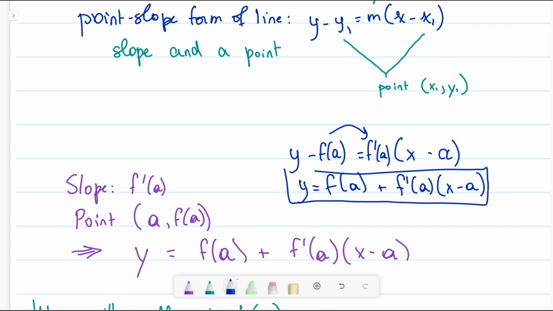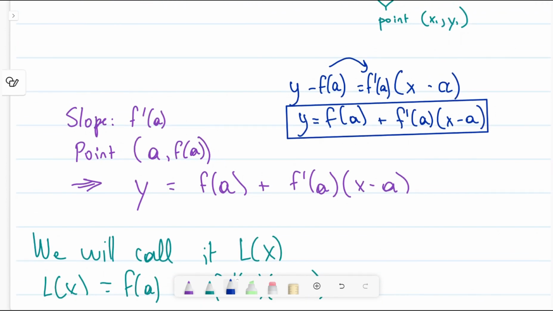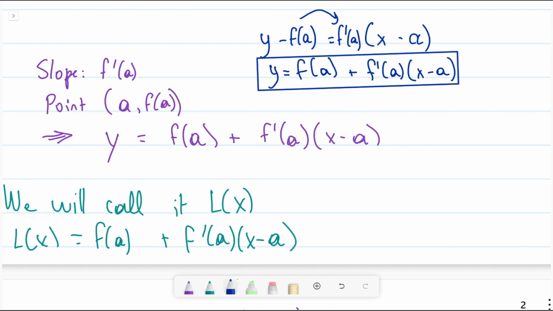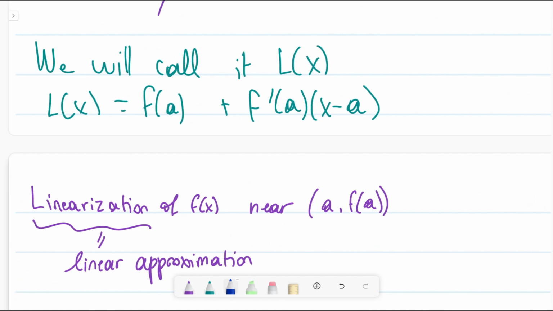And this is a linear approximation near a point A, f of A. This is how we approximate. Since we are saying linear approximation with an L, we will call it L of x. So L of x equals f of A plus f prime of A times x minus A. Now, just to point out that questions might either ask you to find the linearization of f of x near the point A, f of A, or they might ask you for a linear approximation. These are all the same thing.